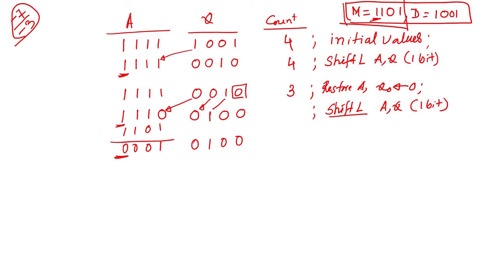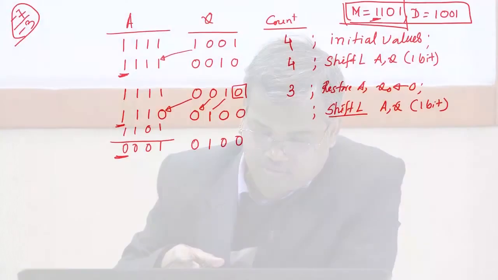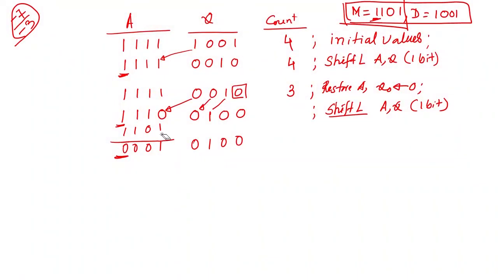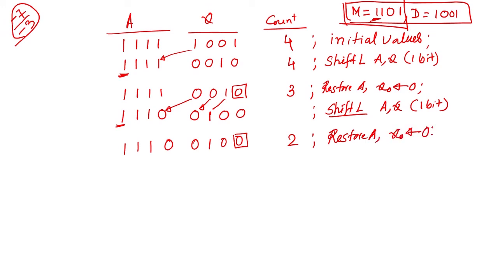If it is unsuccessful, then you have to restore the previous value. Okay, so, what is the previous value? So, you have to restore the previous value of A. So, 1 1 1 0, and this bit should be 0, this will be 2. So, you have to restore A, Q0 is 0.